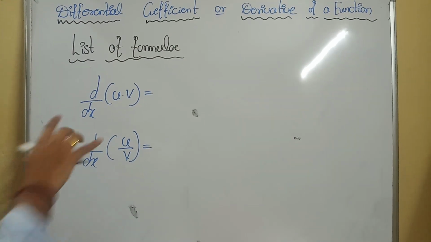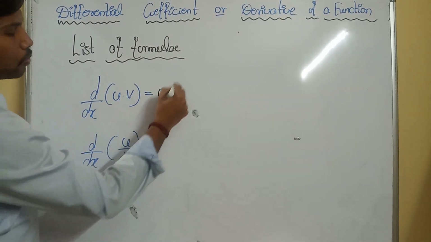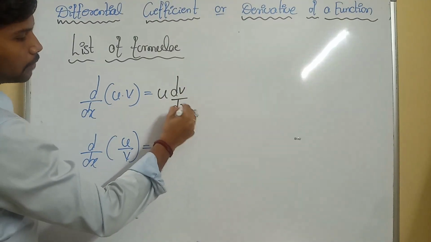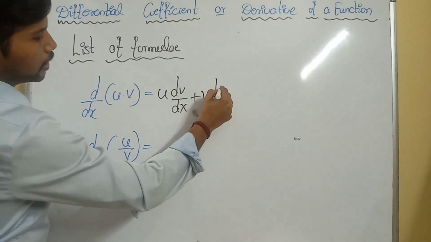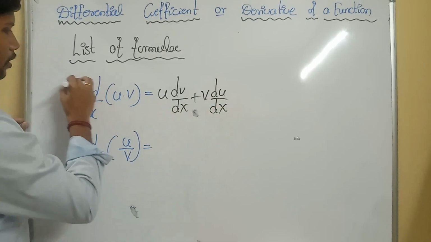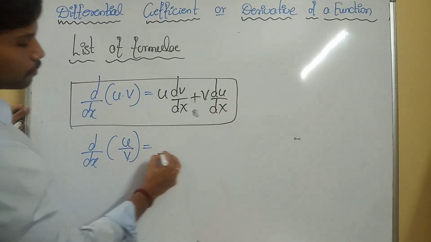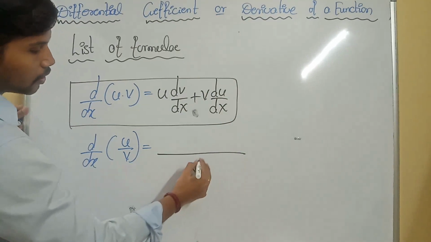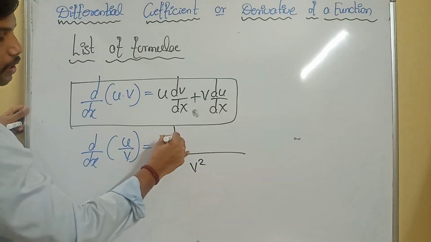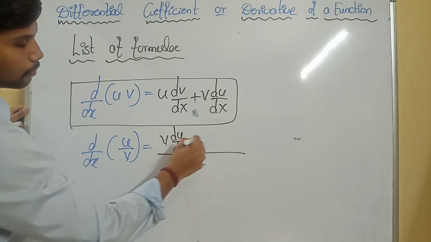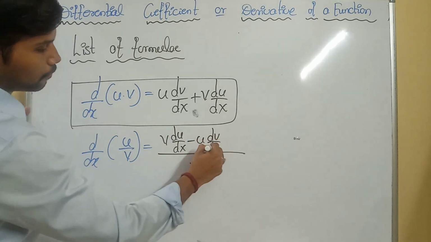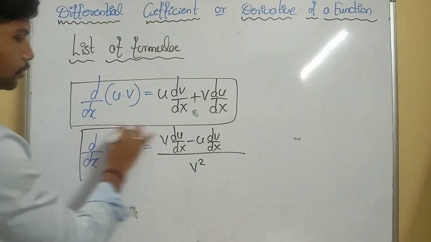Derivative for the product rule is u derivative of v plus v derivative of u. Now derivative of u by v, the quotient rule, will be over the denominator v square, v derivative of u minus u derivative of v. Got it?